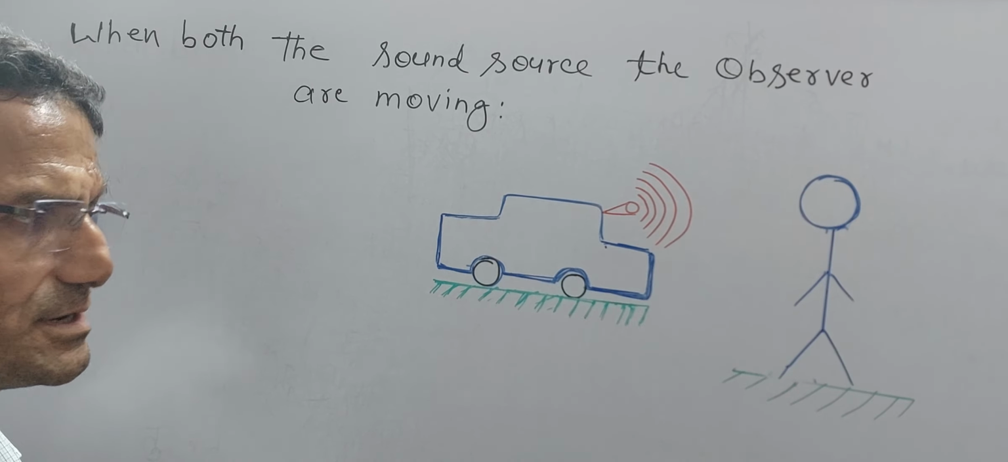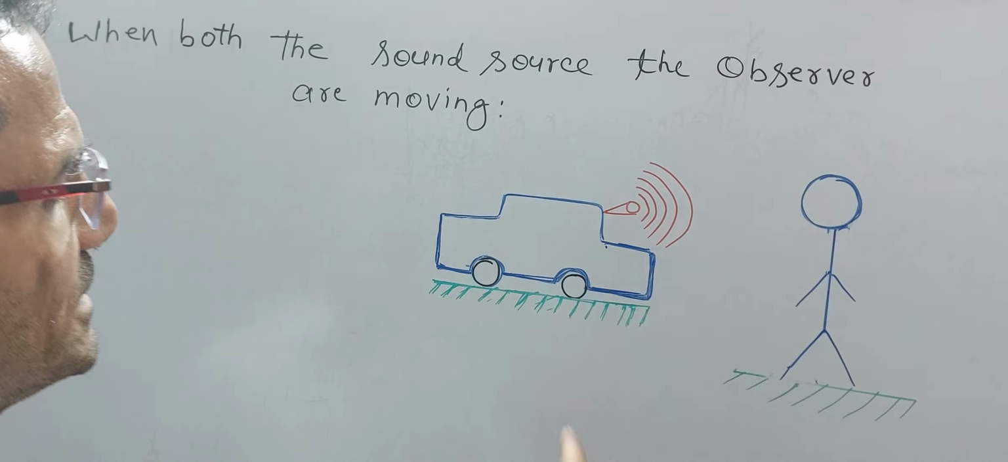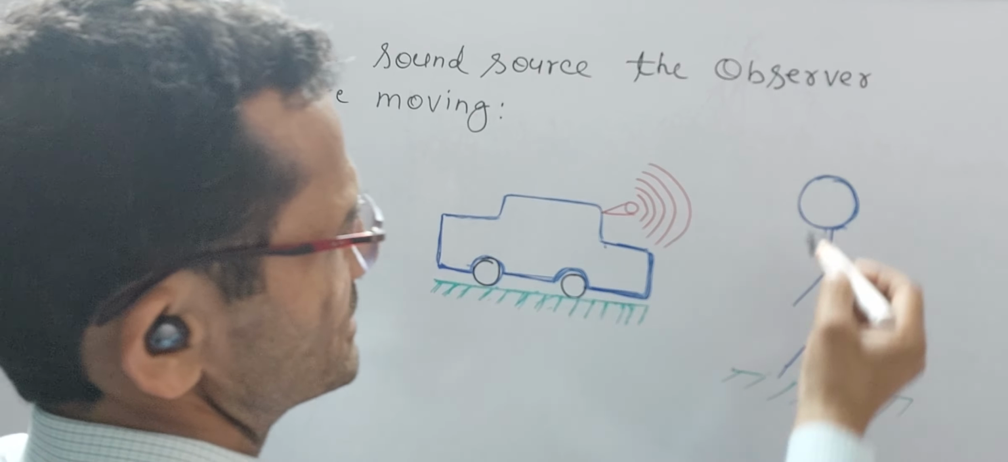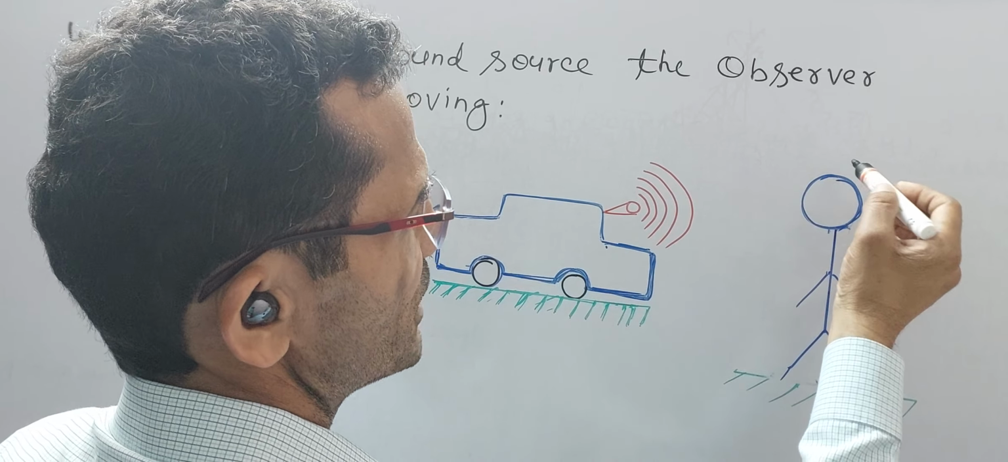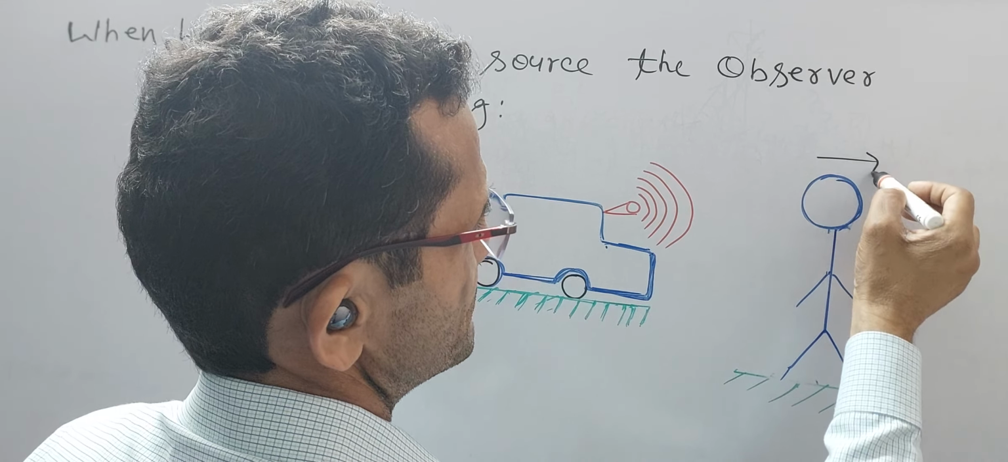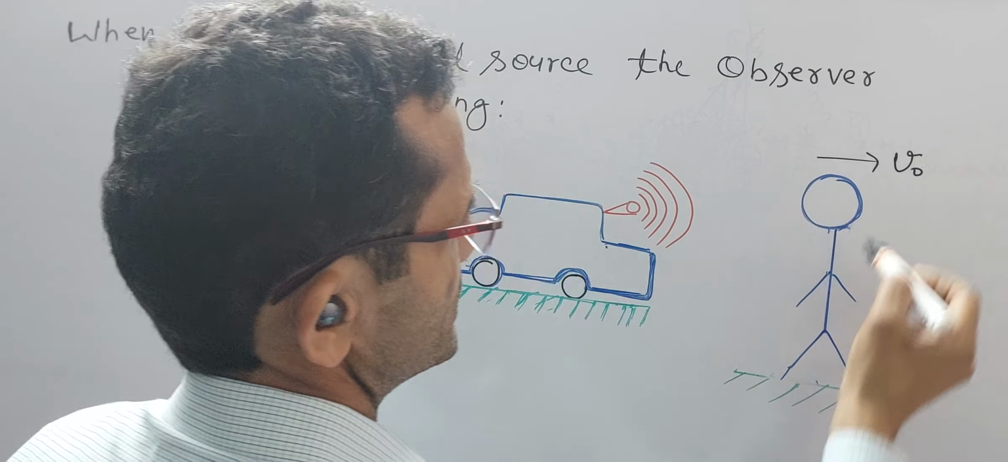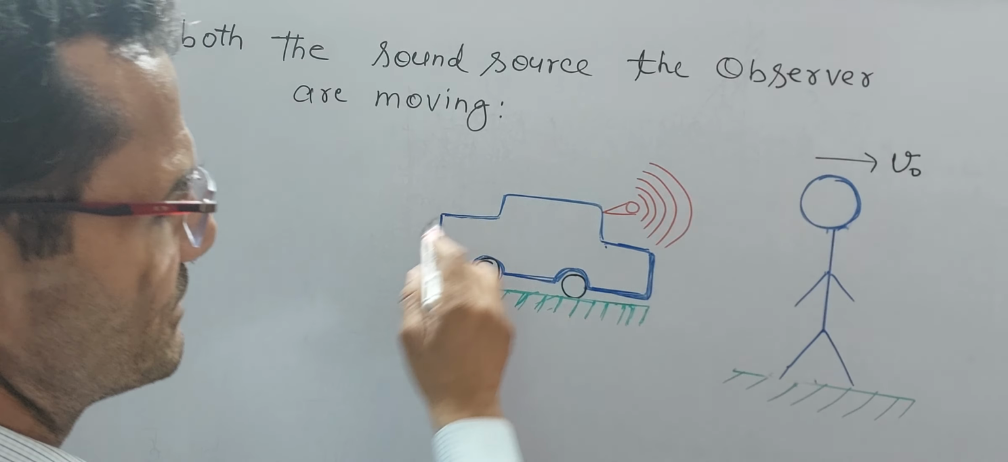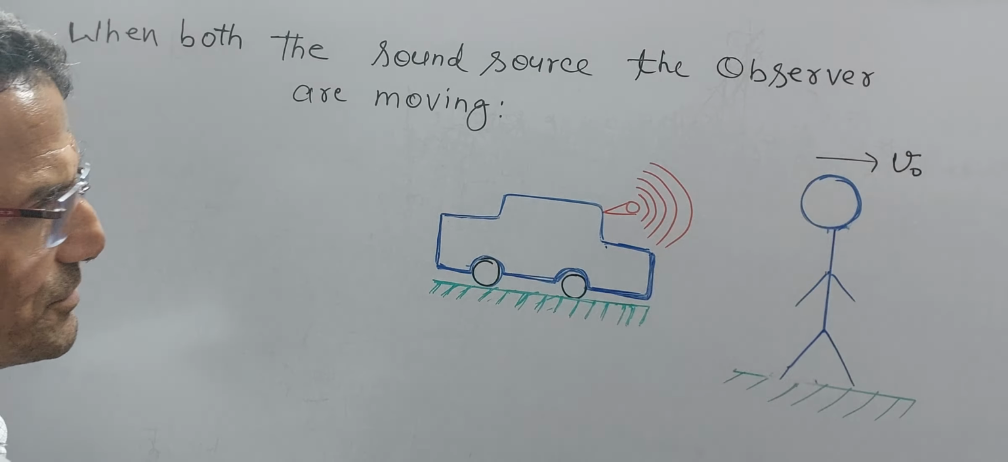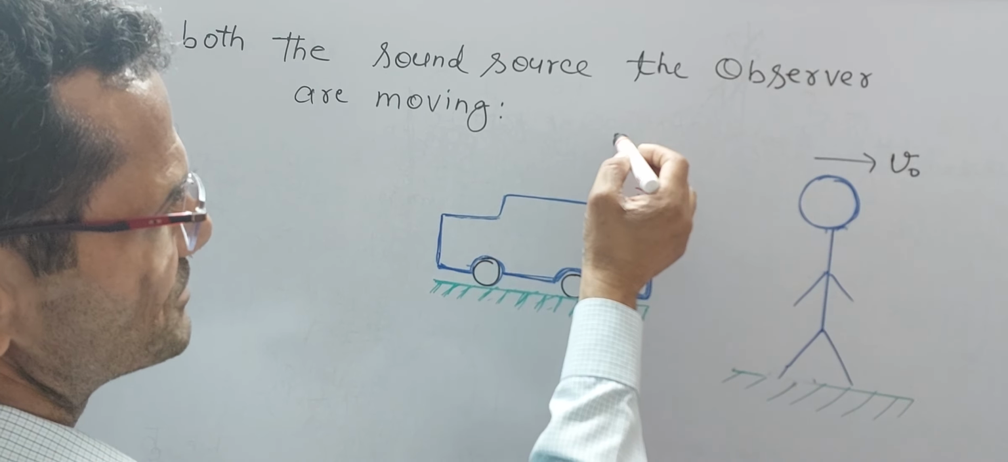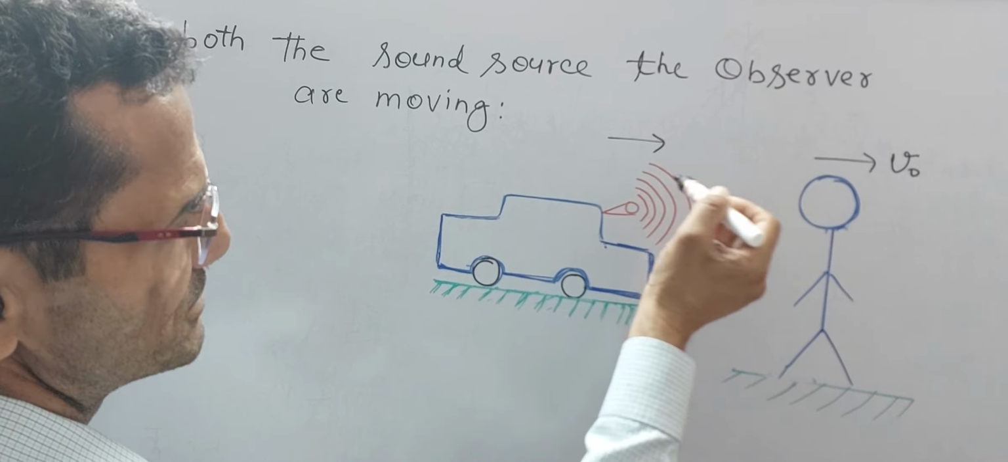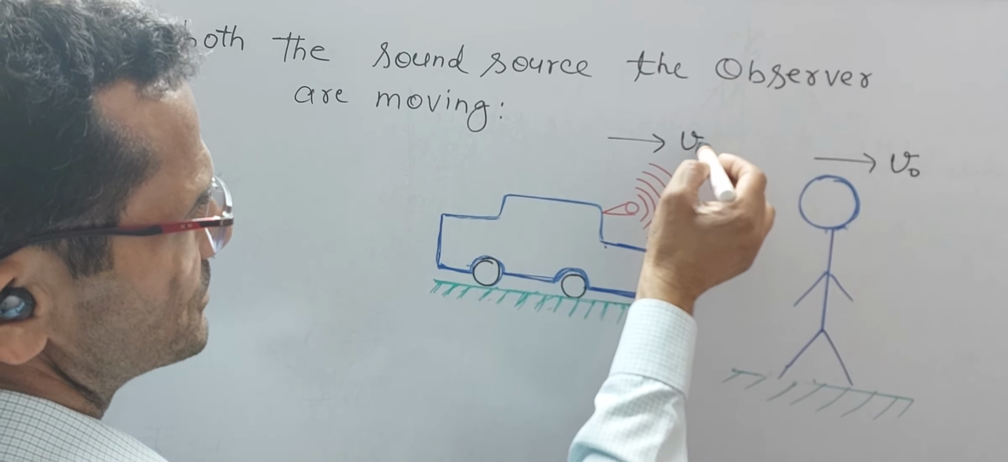A vehicle in which a siren is fitted. Now this is our observer, moving away, suppose, with velocity VO, and this is our vehicle with the sound source. Now this is approaching toward the observer. Let us suppose this is the velocity of the source.